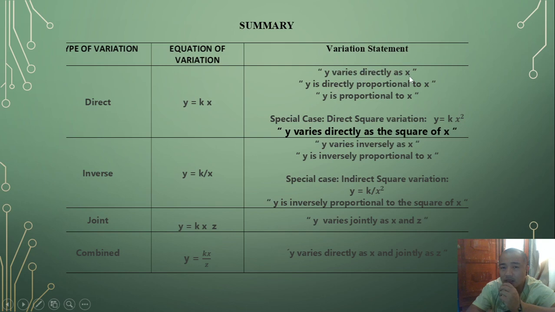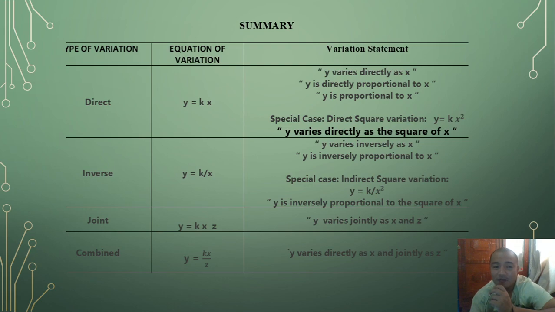Y varies directly as x. Y is directly proportional to x. Y is proportional to x simply means, even if you don't say directly, it means direct. There is also a special case of direct variation, the direct square variation. Y is equal to kx squared. Y varies directly as the square of x.